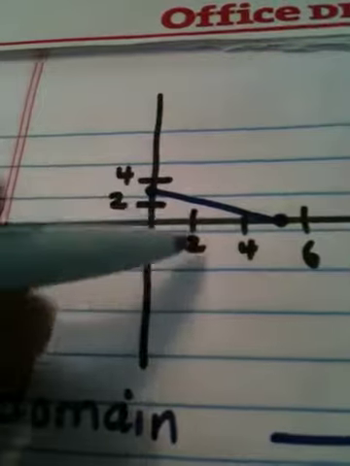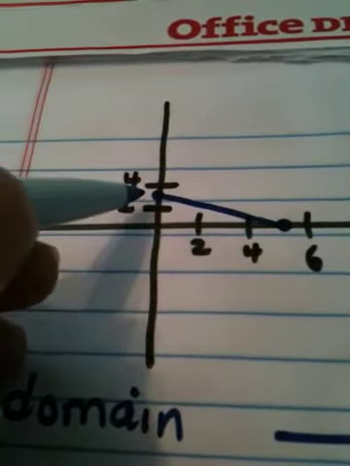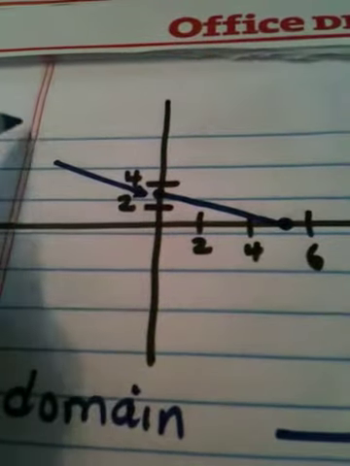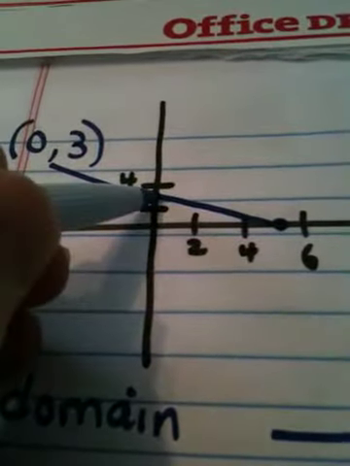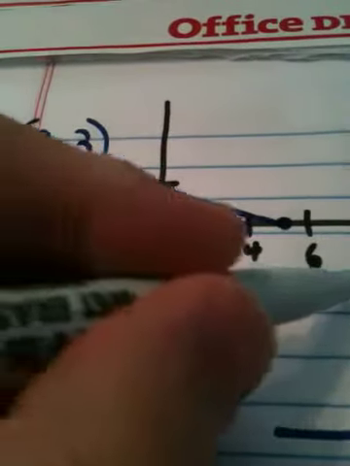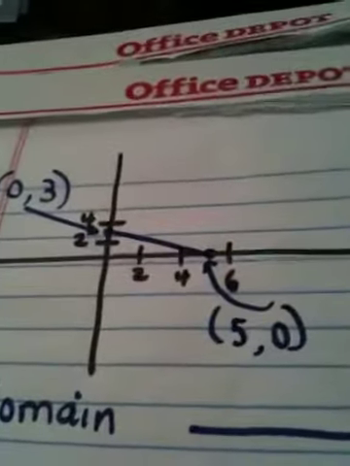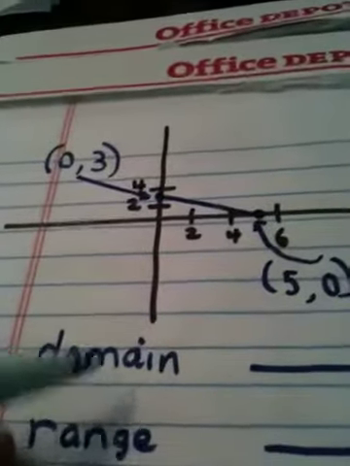one of the things you want to do is pay attention to the scale, okay? And another thing that may help is this. How about labeling the endpoint? That is the ordered pair 0, 3. That endpoint, and this point is the ordered pair 5, 0. Now, by labeling those, it's going to help finding the domain and range.